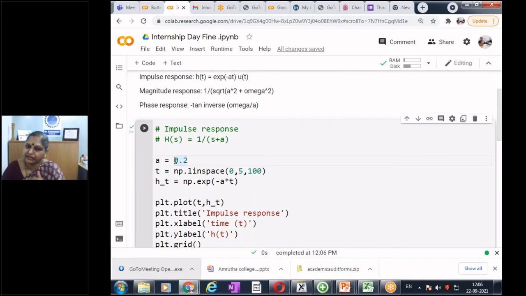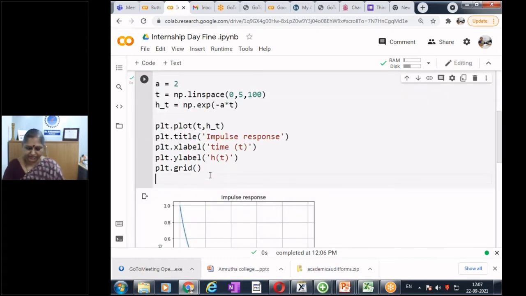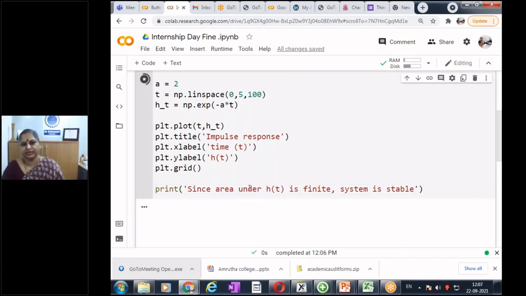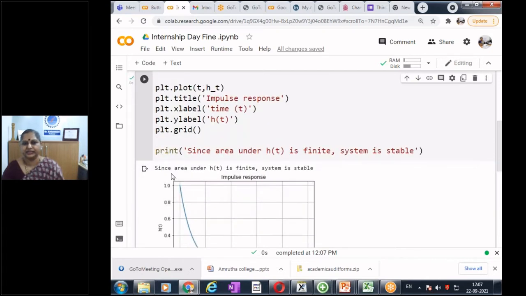So when I write a general program, I can put any value of A and then I will get the result. So let us go back to our initial value of A equal to 2. Let's run it for A equal to 2, and then we can write a statement, print: since area under h of t is finite, system is stable.